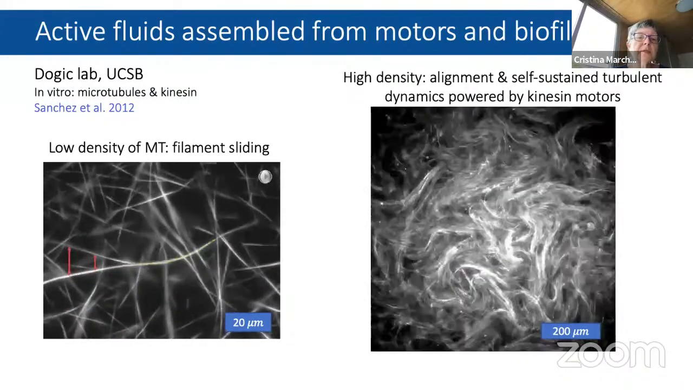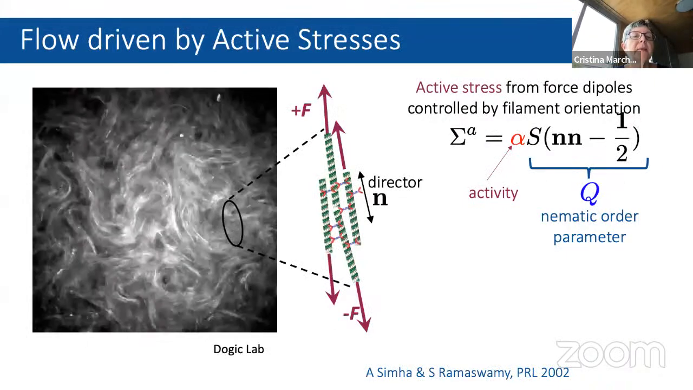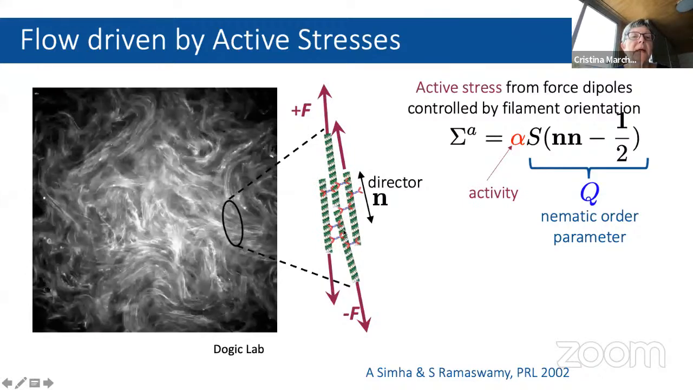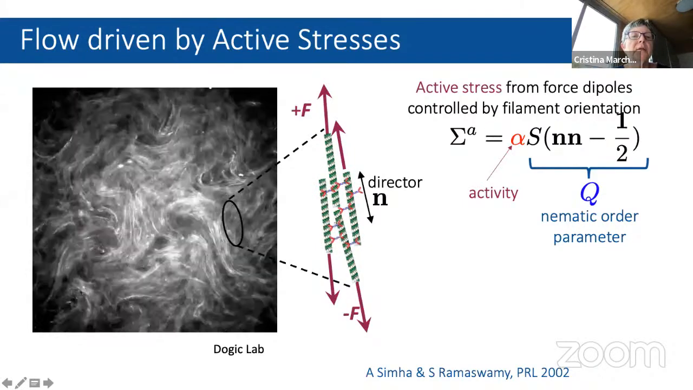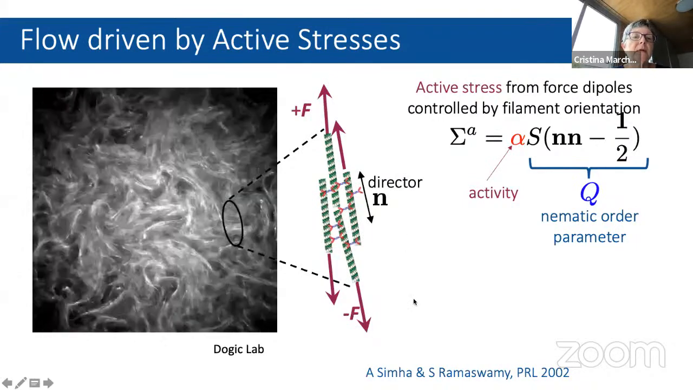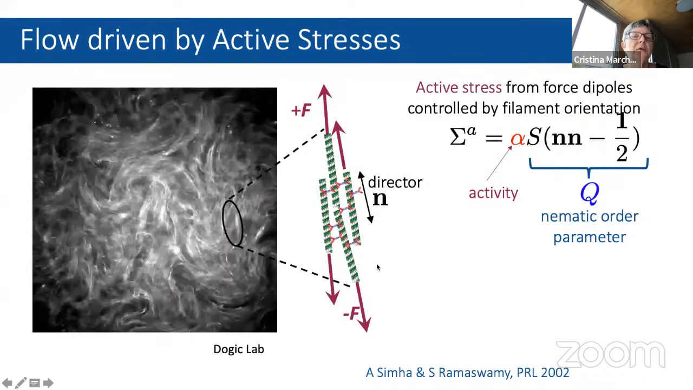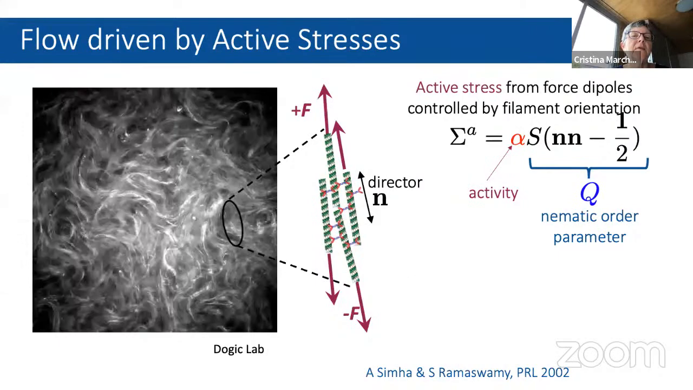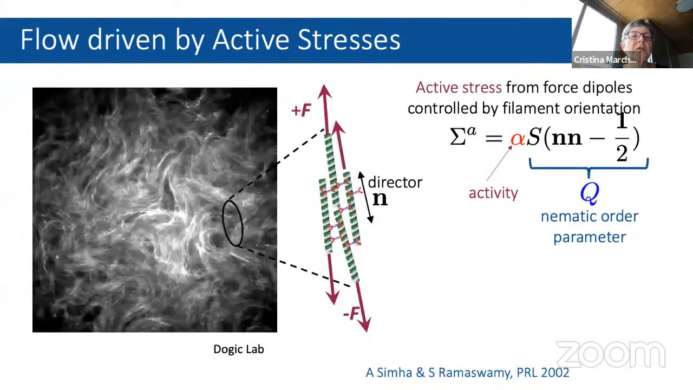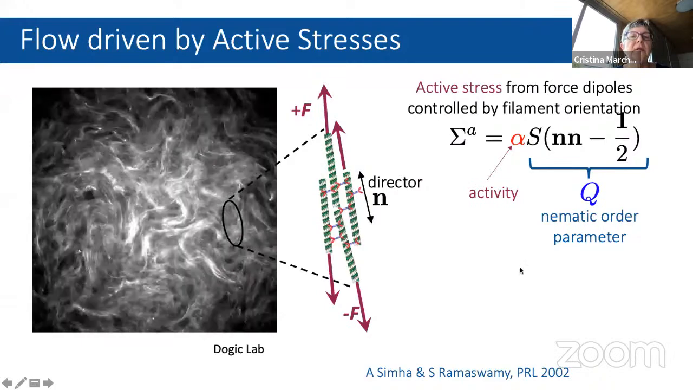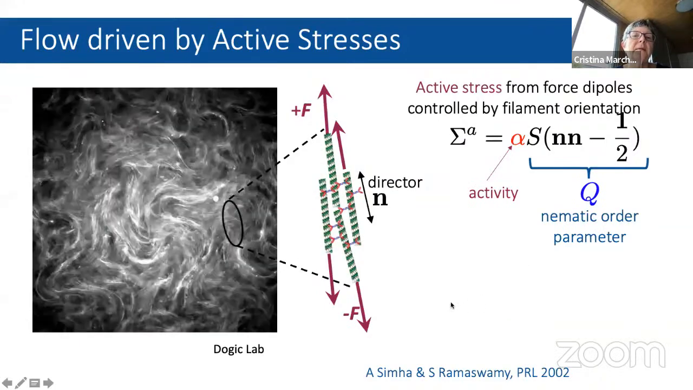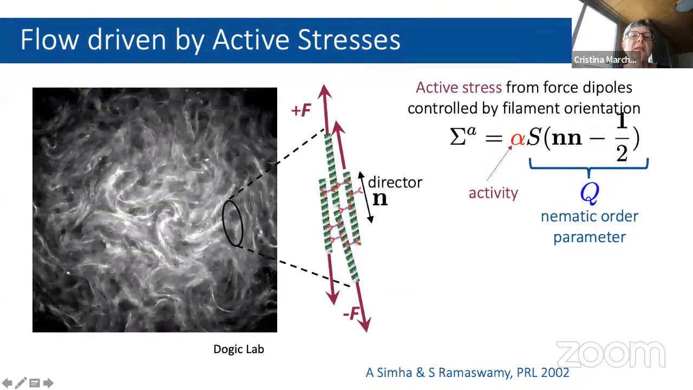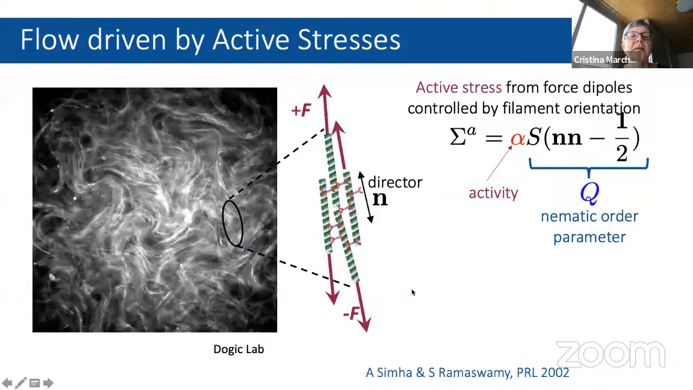Now, to understand a little better what drives these dynamics: it is driven by these force dipoles that are generated by microtubule bundles through the kinesin. These force dipoles push outward on the surrounding fluid and drive the motion. So they generate what we call active stresses, whose direction is controlled by the orientation of the filaments. And here is the expression for the active stresses generated by these bundles.